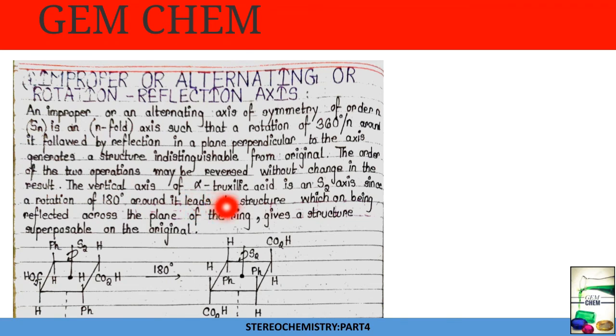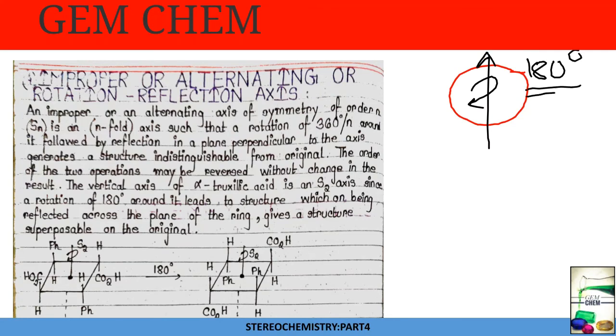The vertical axis of alpha truxylic acid is an S2 axis, since a rotation of 180 degrees around it leads to a structure which, on being reflected across the plane of the ring, gives a structure superposable on the original. So what does it mean? Suppose you have this one. This is a circle. Okay, take a simple example. This is a circle and you rotate it by 180 degrees. This is your first operation, rotation by any of the angles. Then you get back the same circle.